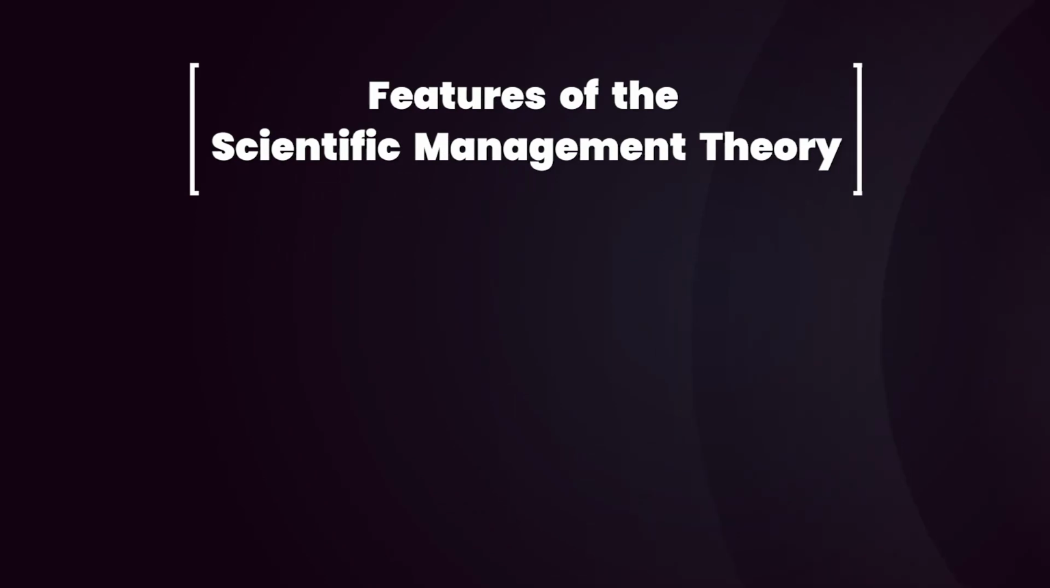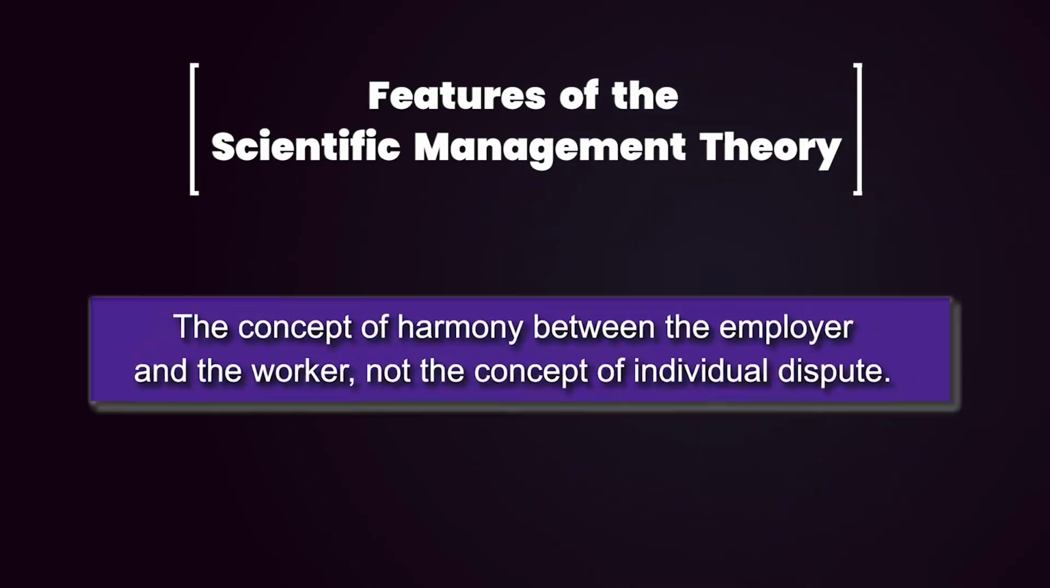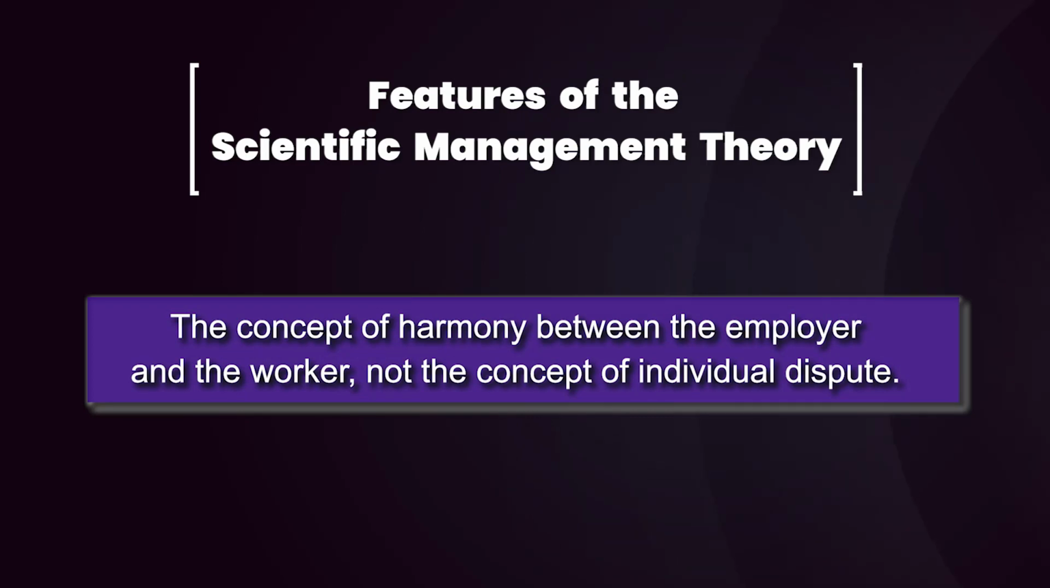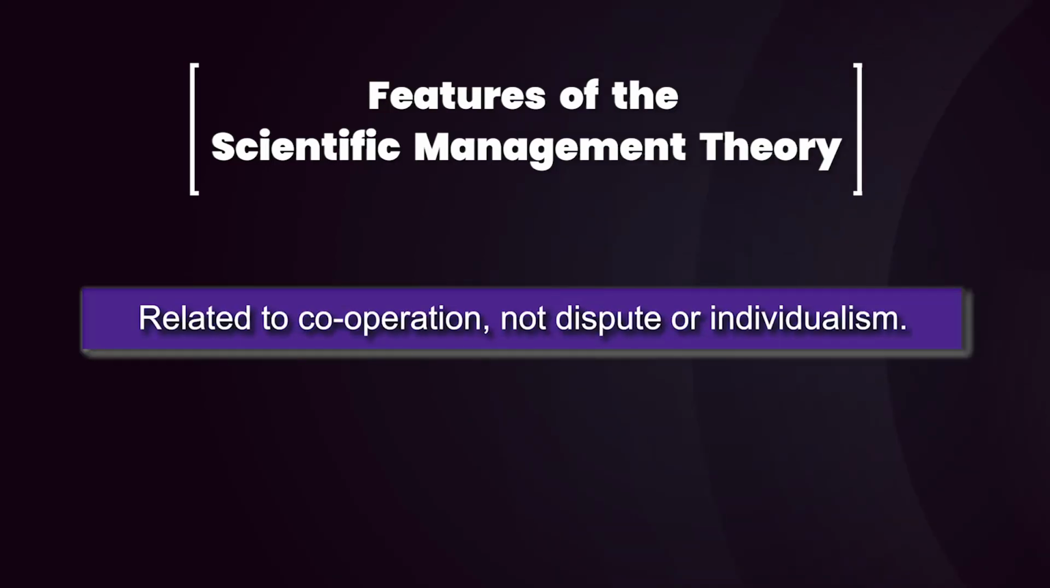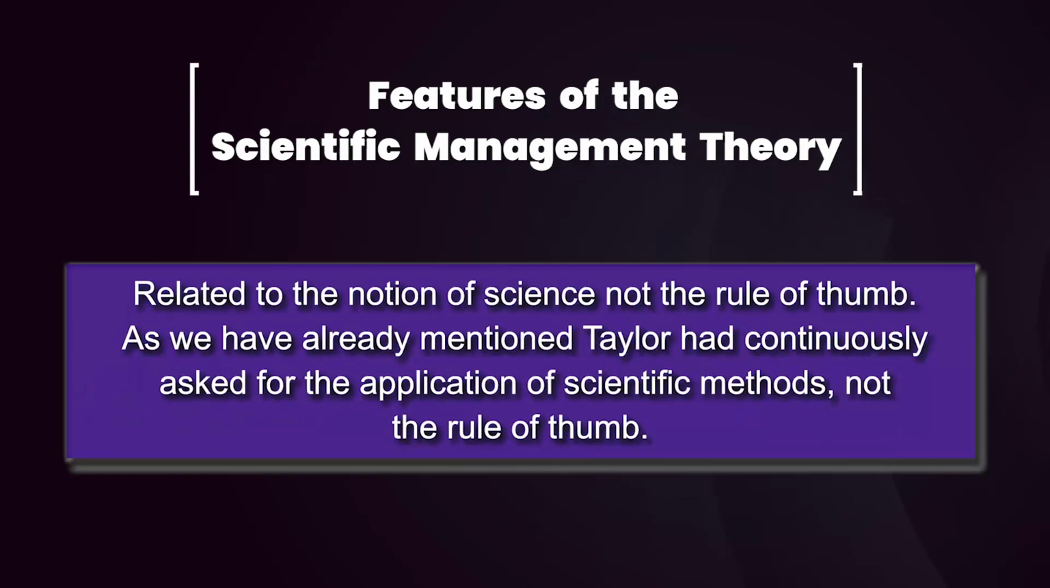After explaining the principles of scientific management theory and the techniques of this theory, it is equally important on our part to understand the features of this theory. So, the first important feature of this theory is the concept of harmony between the employer and the worker, not the concept of individual dispute. The second important feature is related to cooperation, not dispute or individualism. The third important feature is related to the notion of science, not the rule of thumb.